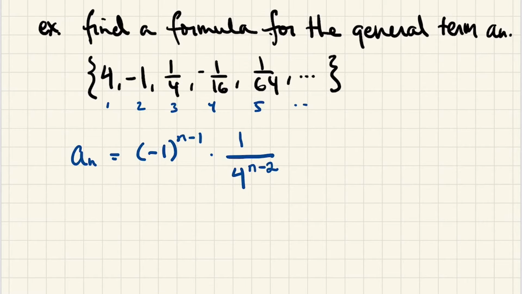So again, now we could ask what is the, say, 50th term? And that's going to be negative 1 to the 49, which is odd. So that's just going to be negative 1 over 4 raised to the 48, 50 minus 2. So there we are.